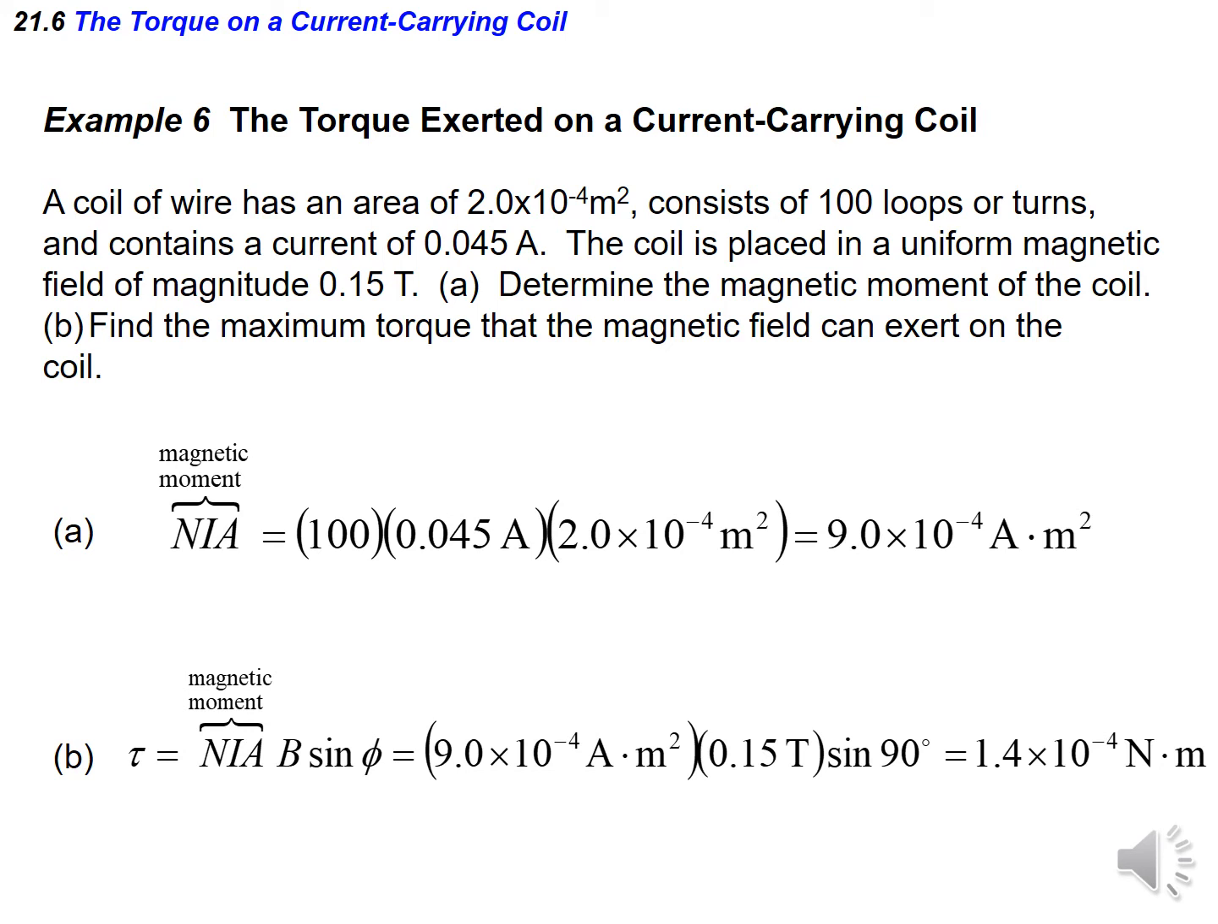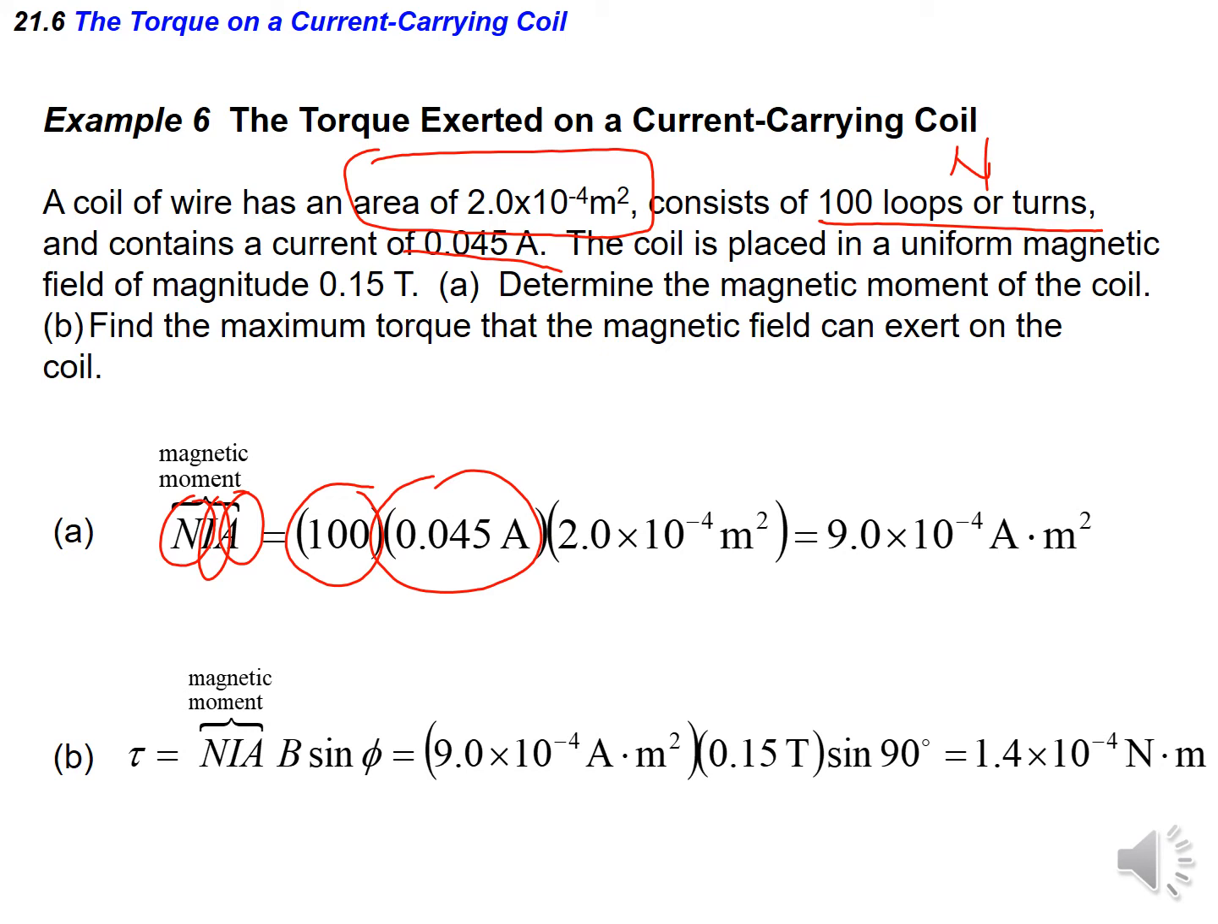So a coil of wire has an area of 2.0 times 10 to the negative 4 meters squared. So we have the given area. It consists of 100 loops or turns. The number of turns is given, so that's 100. And then we also have the current, which is 0.45 ampere. And again, we have the area, 2 times 10 to the negative 4 meters squared. From these givens, we can compute the magnetic moment of the coil, and the magnetic moment is simply NIA. So the value is equal to 9 times 10 to the negative 4 ampere meter squared.